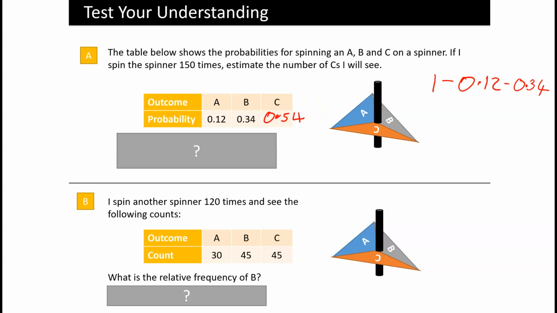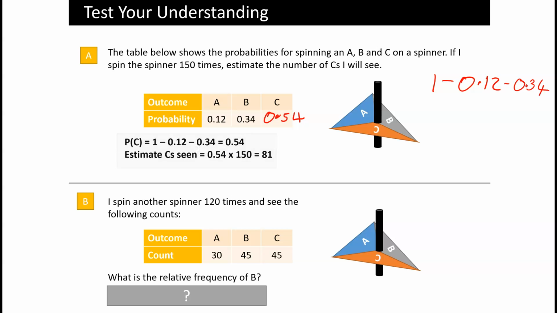Now, if we do it 150 times, our calculation is going to be 150 times 0.54. So actually we're going to get 81. So hopefully you got that one correct.